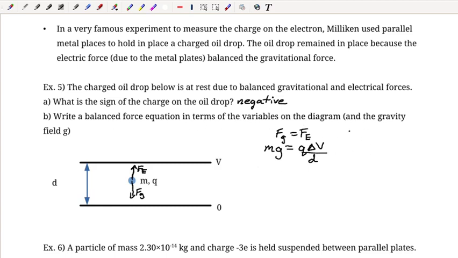So this would be my balanced force equation in terms of m, that's given in my diagram, g, the gravitational field strength, q, given in my diagram, delta V, well hang on, I don't have delta V in my diagram, I have V and 0. So I'm going to take this one step further: delta V is V minus 0. It's just going to be V, so let me rewrite that: mg equals qV over d. And d is in my diagram. That would be my equation in terms of the variables in my diagram. I haven't been told what I'm looking for, I haven't been told what any of the numbers are, but that would be my balanced force equation.